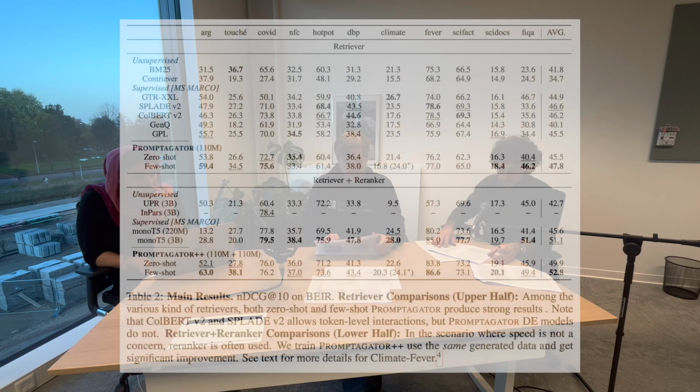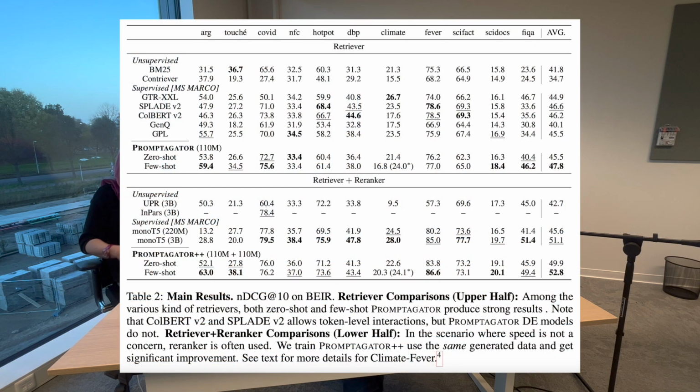Yep, so we have two high-level groups here. One is just doing first-stage retrieval. The other is doing first-stage retrieval plus re-ranking. I guess we'll look at first-stage retrieval first. A few baselines. So we have the standard unsupervised baselines, BM25 and Contriever, and InPars.